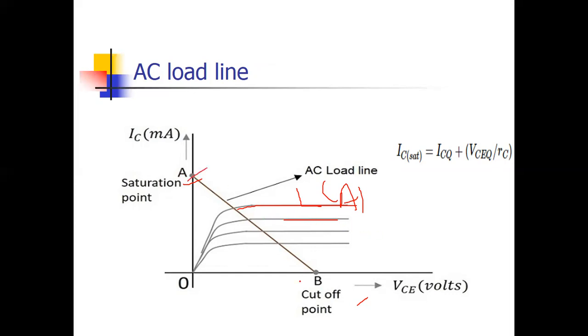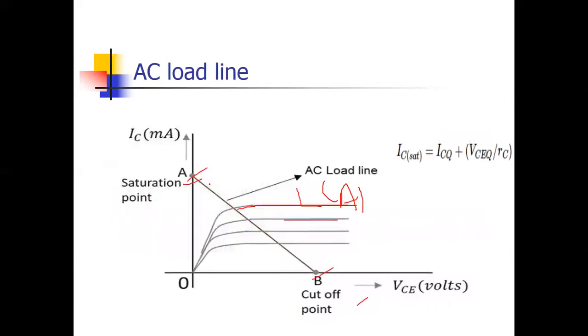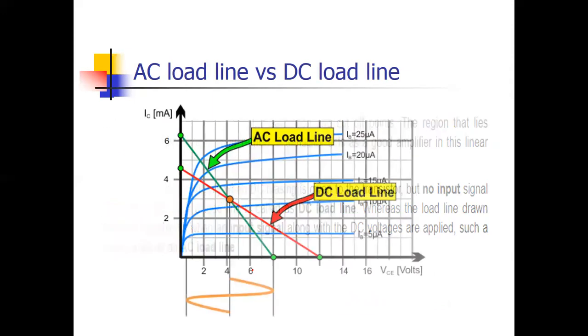So load line means you are joining the points between the cutoff point and the saturation point. Keep in mind, the load line is drawn by joining the saturation and cutoff points. The region that lies between these two is the linear region, or we can say the active region. The transistor behaves like an amplifier in the active region. If the load line is drawn with only the DC supply and no AC, then it is the DC load line. But when some input signal is applied along with DC, then it is the AC load line. So that is AC load line versus DC load line.